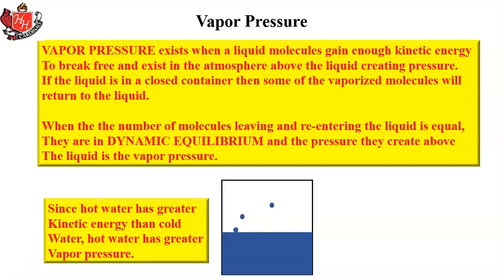Since hot water has greater kinetic energy than cold water, hot water has greater vapor pressure. So that's what vapor pressure is. It's simply the pressure of whatever the liquid substance is, that some of the molecules rise above it. They can go back down, they can come back out again, they can go back down, and that creates what's called vapor pressure right above the liquid.